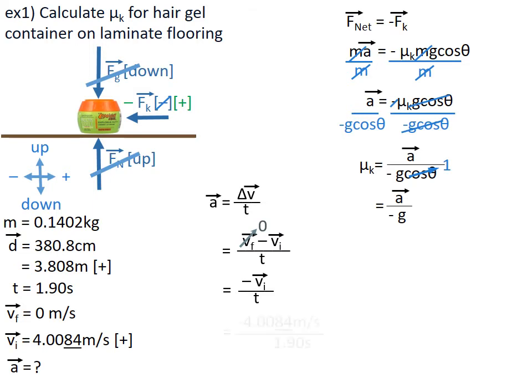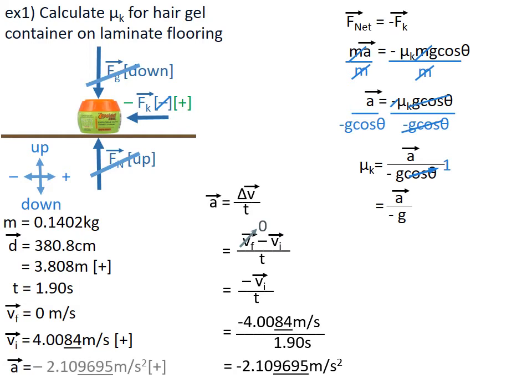Now I can sub my numbers in. Acceleration equals negative VI, which is 4.0084, and that's divided by 1.90 seconds. Run it through the calculator, I get negative 2.109695 meters per second squared. So my acceleration is negative 2.109695 meters per second squared in the positive direction.